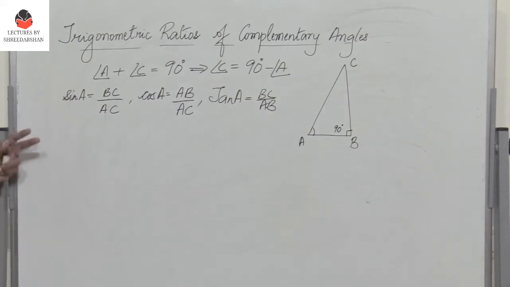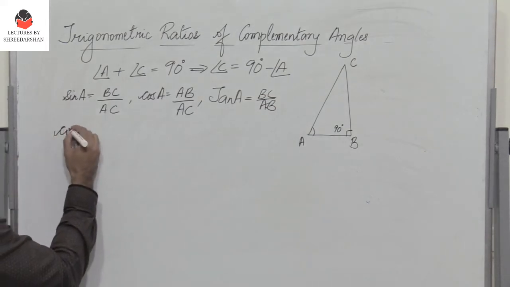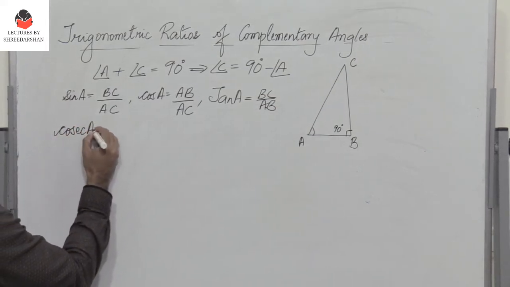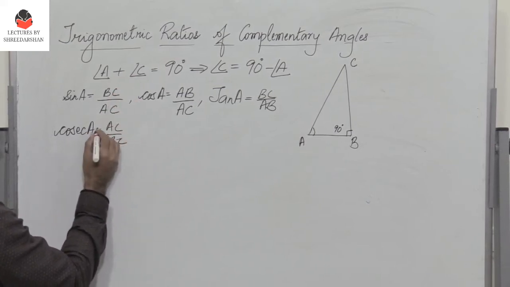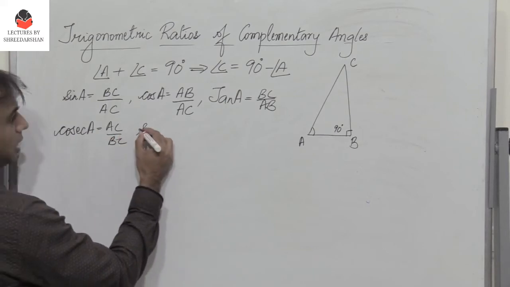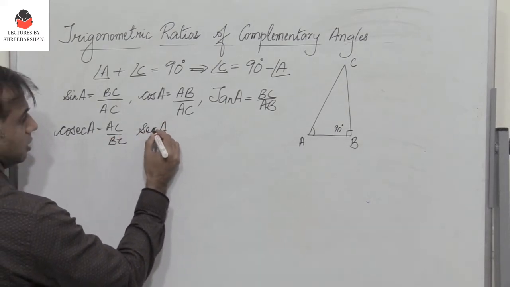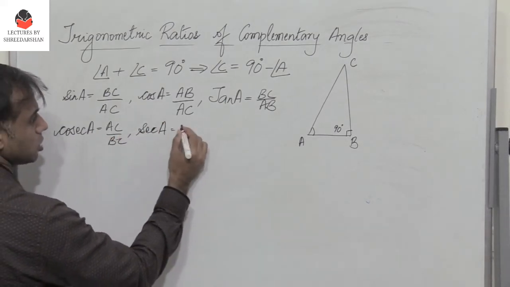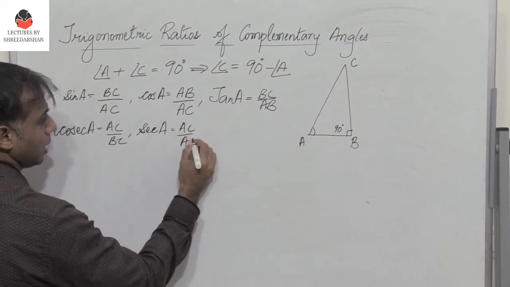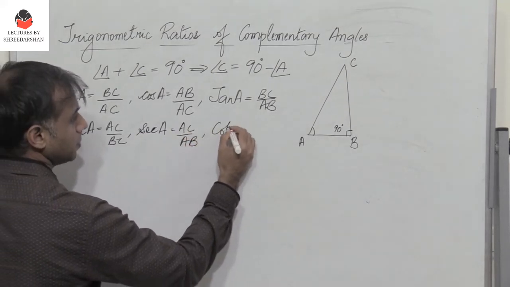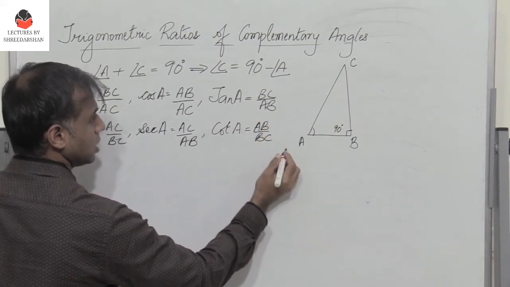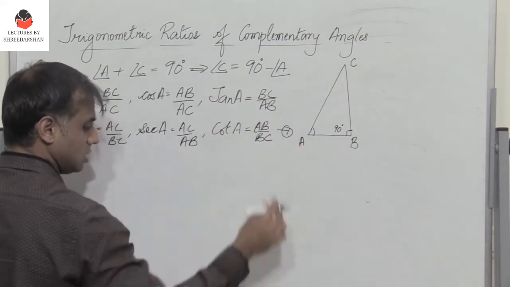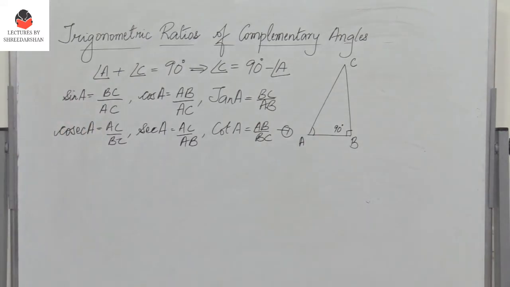And then we have cosecant A, which is the reciprocal, which is AC by BC, the reciprocal of sine A. Next, secant A, which is the reciprocal of cos A, which is AC by AB. And then we have cot A, which is again AB by BC. So let me call this as 1. All these 6 relations, let me call this as 1 here.